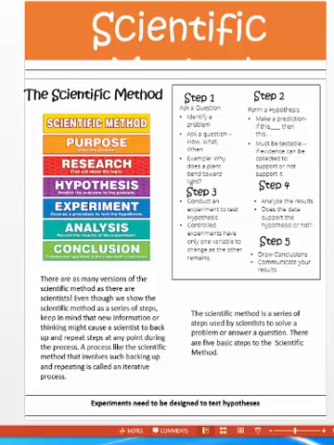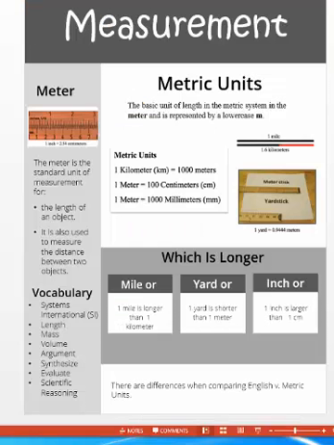Basically, you want to be able to ask the question of how, what, when, where, and why. You want to be able to make a prediction. You want to conduct the experiment to test your hypothesis, and then you want to analyze the results and draw your conclusion. Next, we will discuss measurement and the different kinds of units.